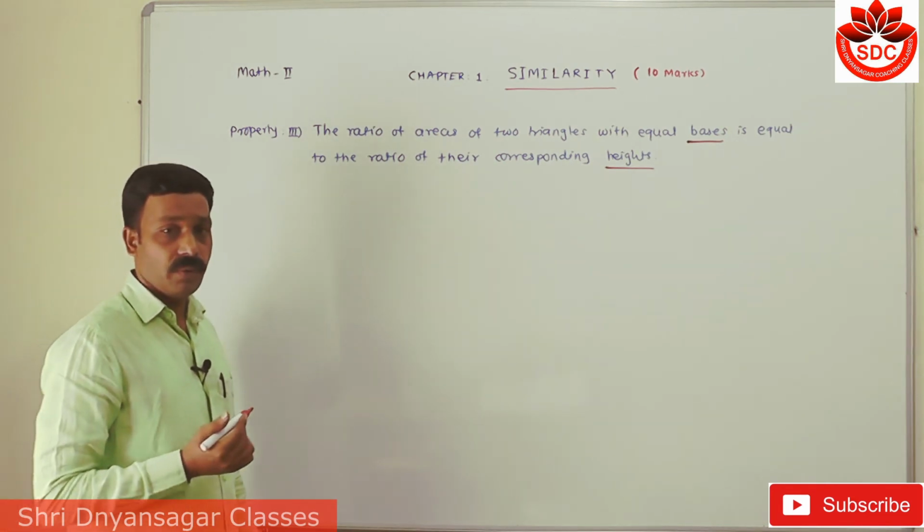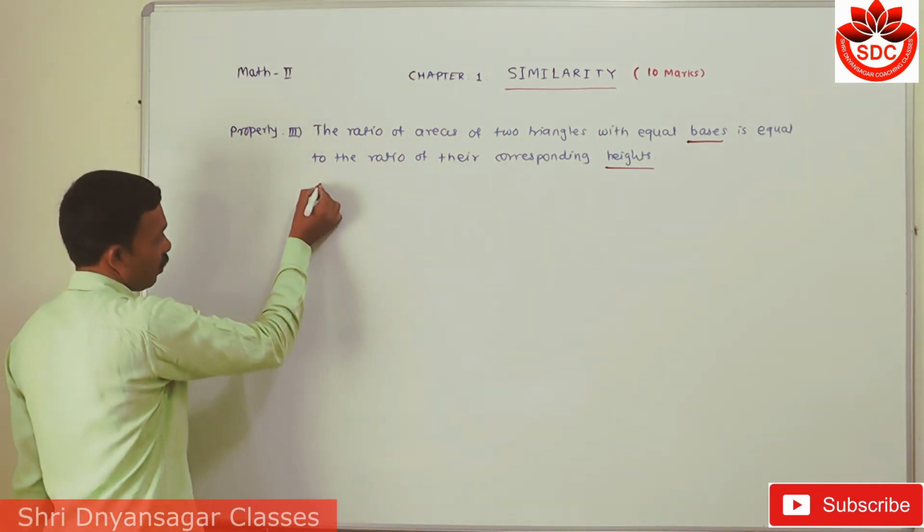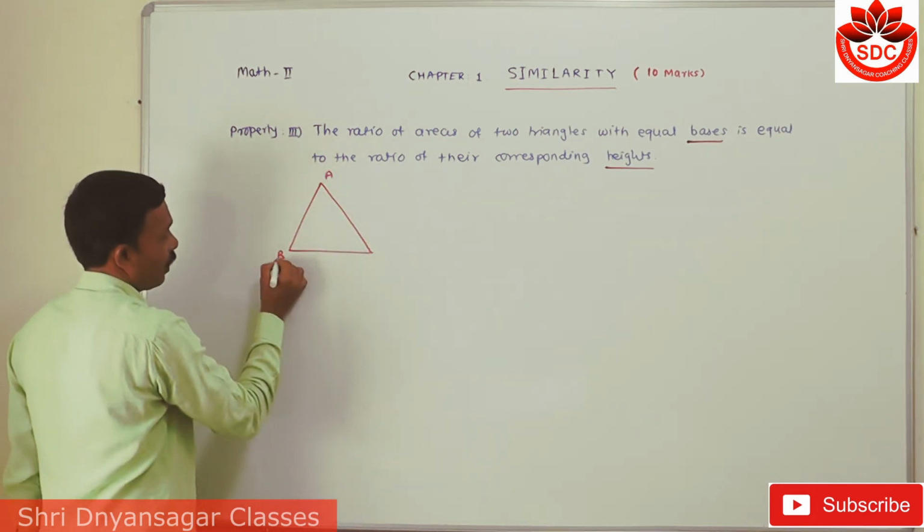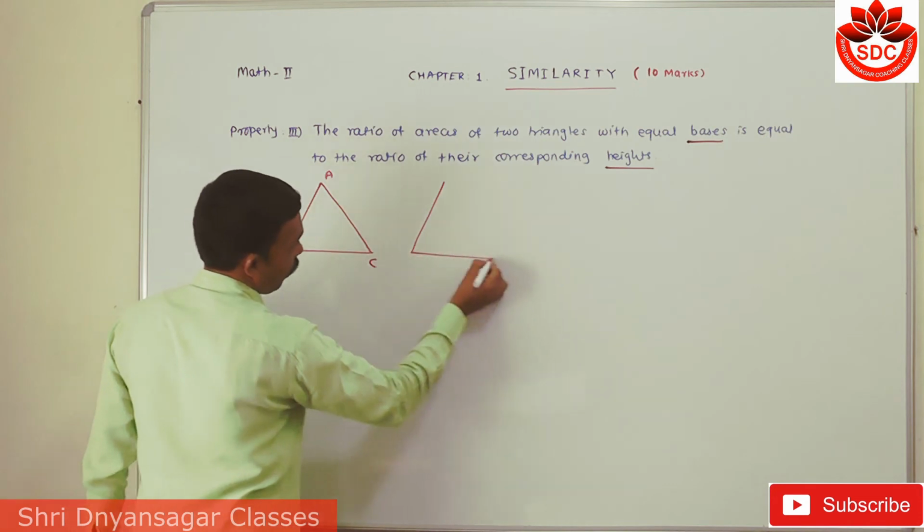Now for this we draw two triangles. Take any vertices of the triangles here. Here I have taken triangle ABC and another triangle, triangle PQR.